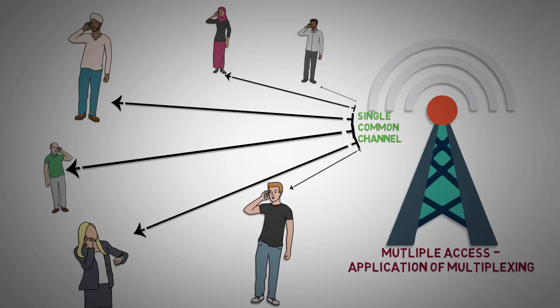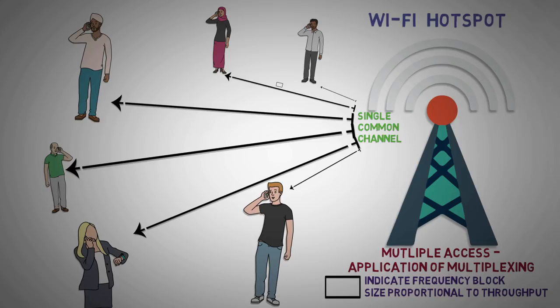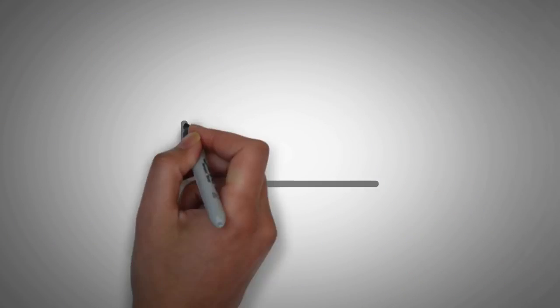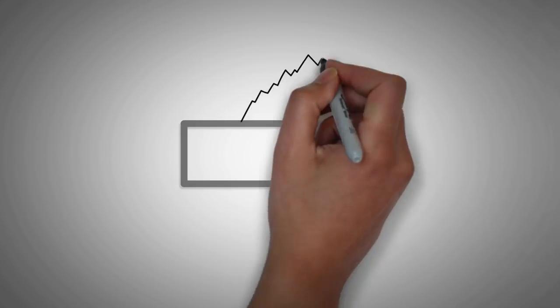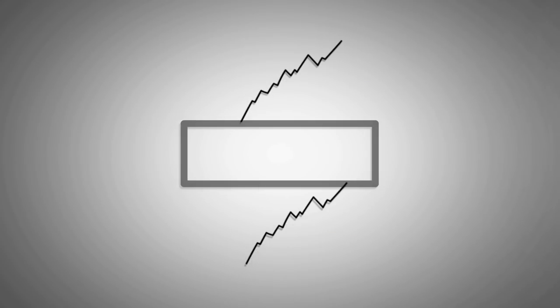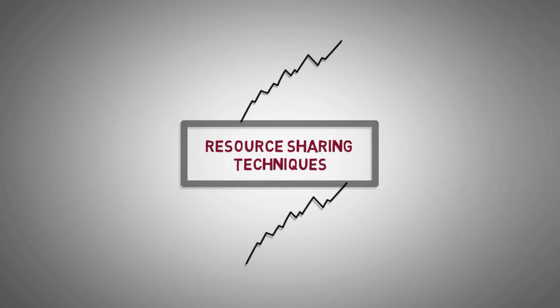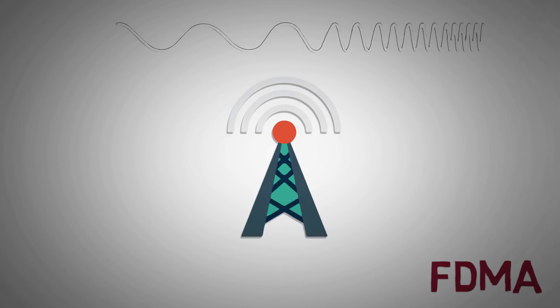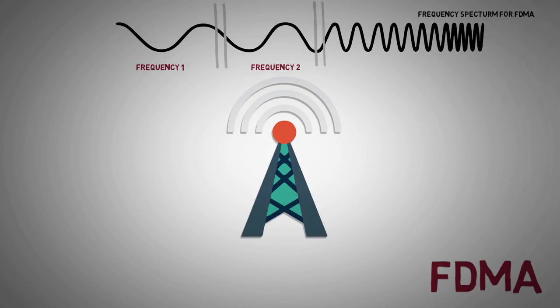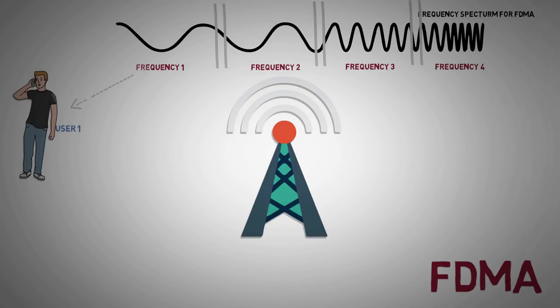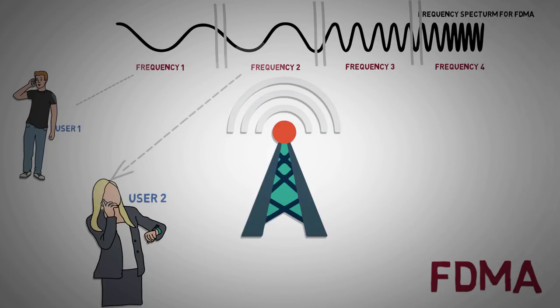So here's a Wi-Fi hotspot sharing its internet connection among multiple users by providing them a frequency block over which they can transmit and receive data. The greater the size of this block, the greater the throughput. Telecommunication systems, which mostly use radio waves as a communication link with end users, have employed several ways to share this resource. FDMA, which uses frequency division multiplexing, provides chunks of the frequency spectrum to each user for data transmission.